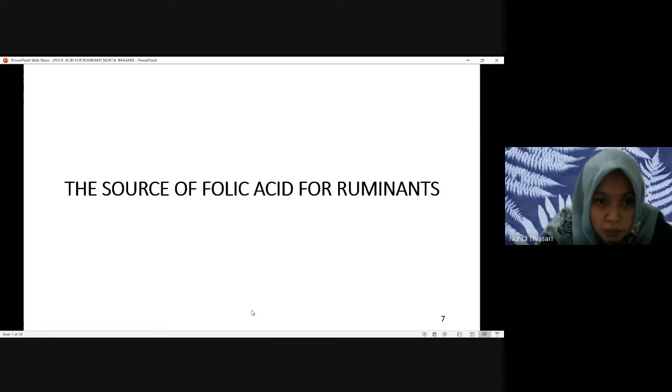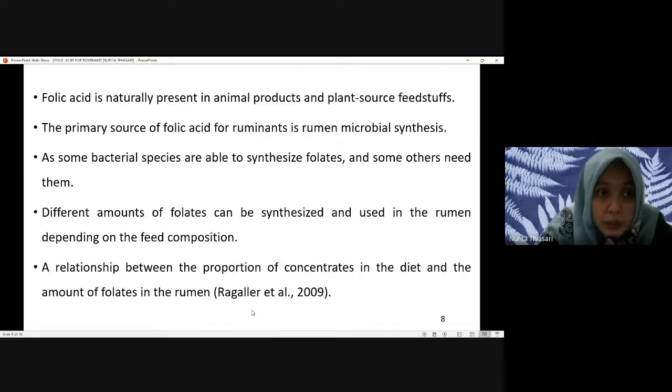And next I move to the source of folic acid for ruminants. Folic acid is naturally present in animal products and plant-source feedstuffs. The primary source of folic acid for ruminants is rumen microbial synthesis, as some bacterial species are able to synthesize folates and some others need them. Different amounts of folates can be synthesized and used in the rumen depending on the feed composition. There is a relationship between the proportion of concentrate in the diet and the amount of folate in the rumen.